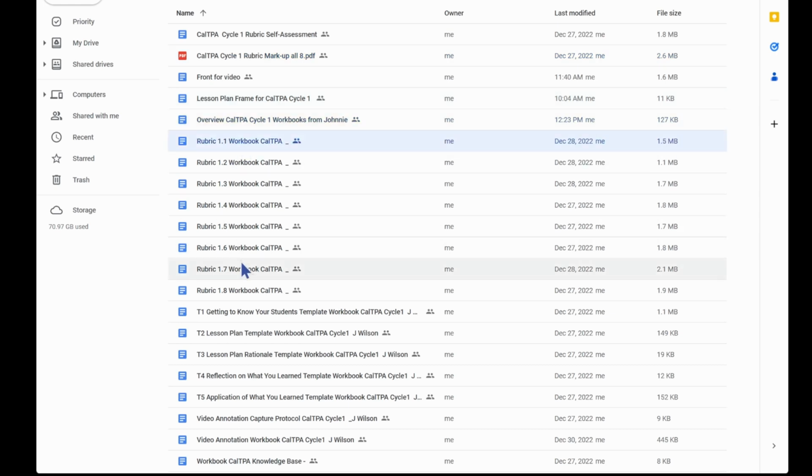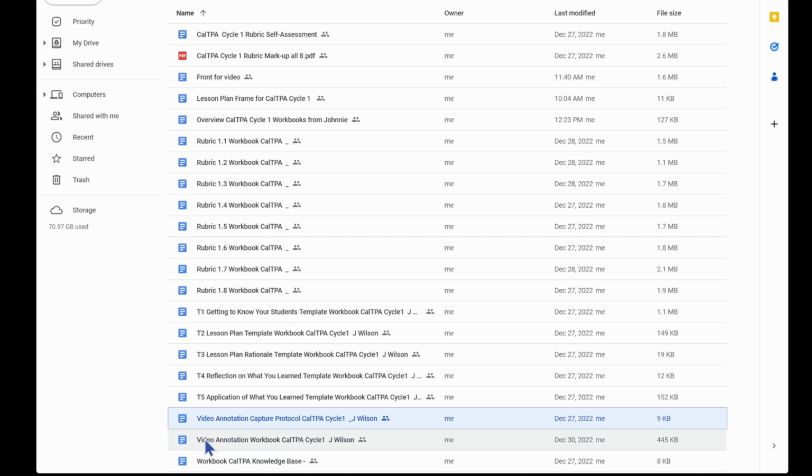This is the overview that we started with. Here are the rubrics for CalTPA Cycle 1. Each one of them I've taken apart to pieces, marked it up in detail, and give you suggestions on how to approach these for success. Here are the 5 templates. Each one of them I've turned into a workbook, and in the workbooks you will see each prompt is taken down to its pieces with lots of suggestions on how you might approach the prompts.